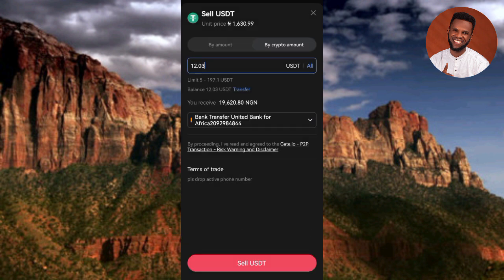Let me tap on it to select it. You can see now I've selected my bank account, so this money is going to be deposited into my bank account. So now the next step you have to take is to tap on where you can see sell USDT.